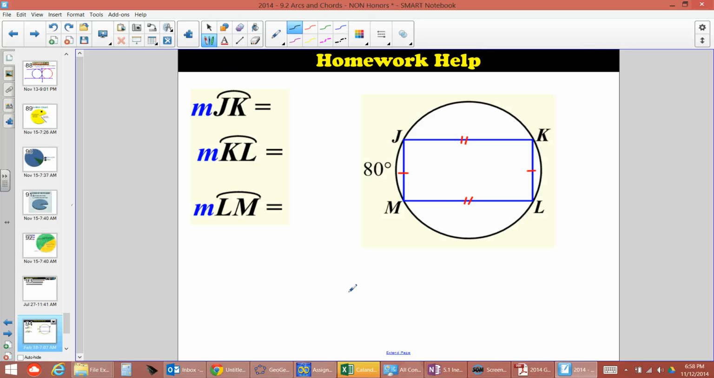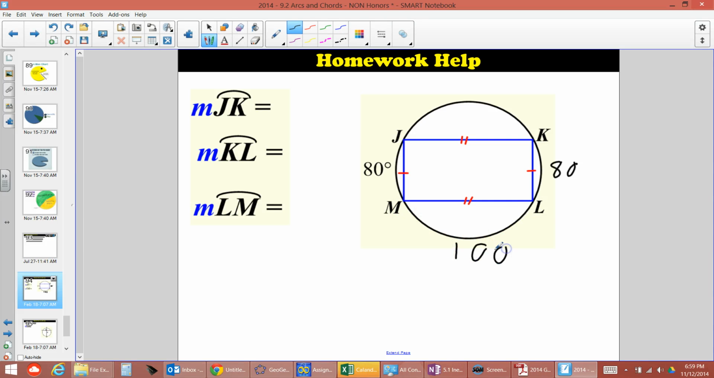All right, so some homework help. If we're looking at this one here, JM is 80 degrees. Well, that means that KL is also going to be 80 degrees, because these chords are congruent. Therefore, the arcs they subtend are congruent. That means that this piece over here has to be 100 degrees, and this one over here has to be 100 degrees, because they all together have to add up to 360. So 100 plus 100 is 200, plus 160 is going to give me 360. So you should have 80, 80, 100, and 100. If you find that in the homework, there's your answer.